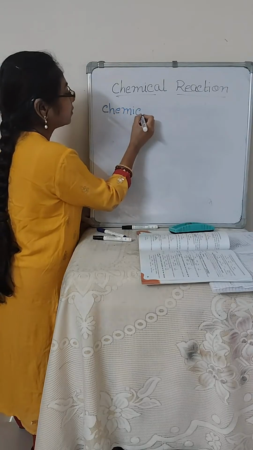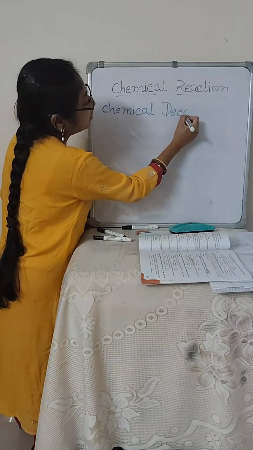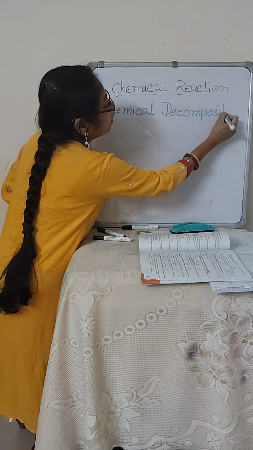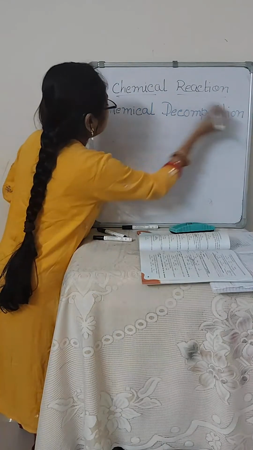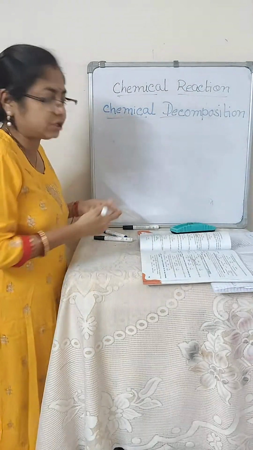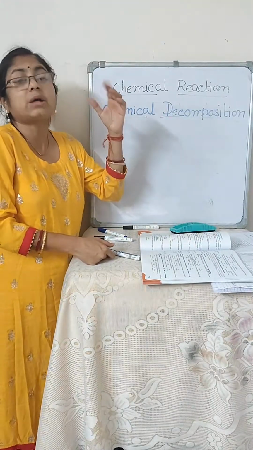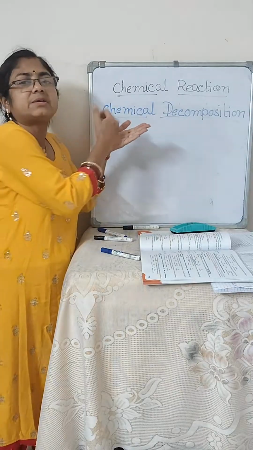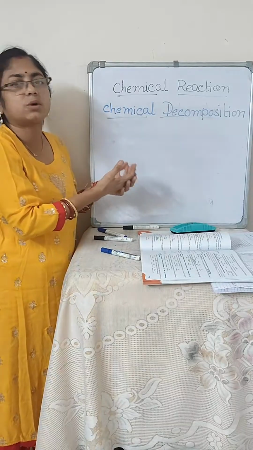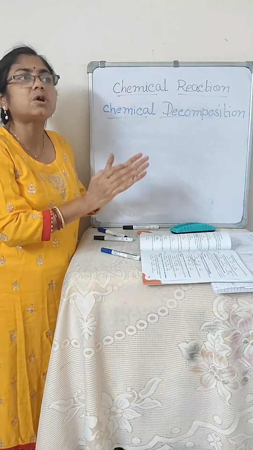Chemical decomposition. First I tell the meaning of chemical decomposition. Normally decomposition means breakdown. When one compound is broken down into two or three compounds or elements, it is called decomposition. Decomposition means breakdown.